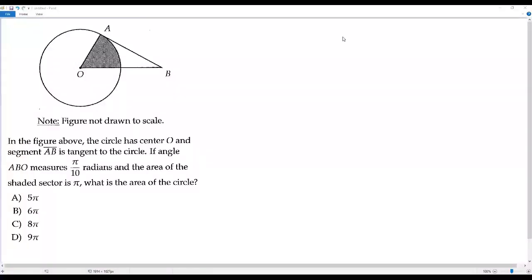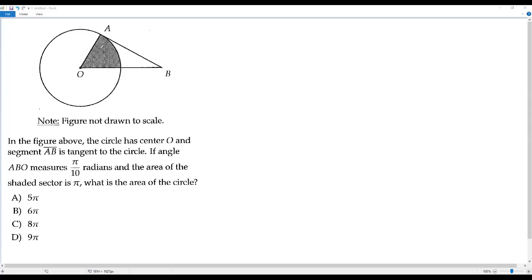Here we have a SAT math question. Okay, let's go through the information. In the figure above, the circle has center O and segment AB is tangent to the circle. If angle ABO measures pi over 10 radians and the area of the shaded sector is pi, what is the area of the circle?